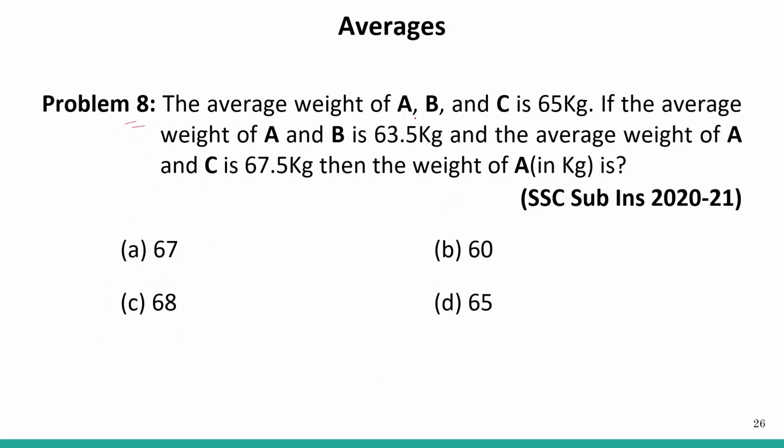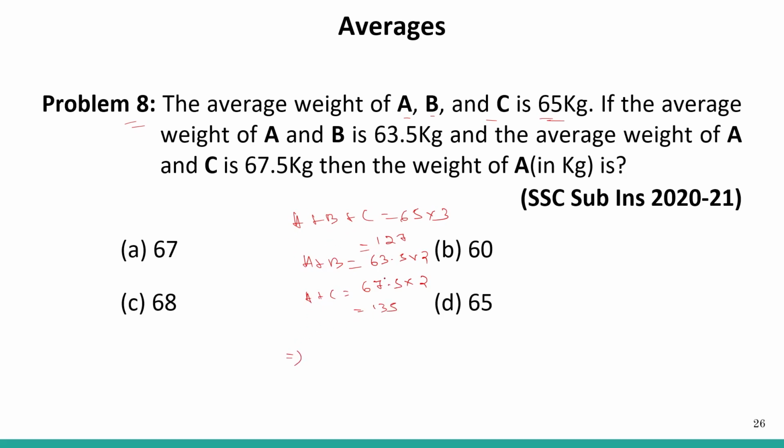The average weight of A, B and C is 65 kg, so A plus B plus C is equal to 65 into 3, right? The average weight of A and B is 63.5, so A plus B is equal to 63.5 into 2, and A plus C is given as 67.5 into 2. So this will be 127, and this will be 135, right? So this is what is given to us.